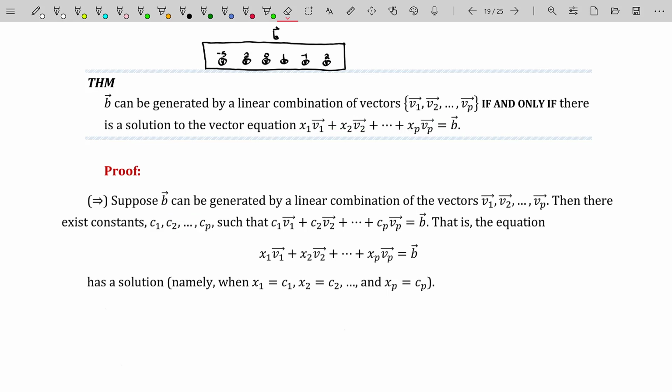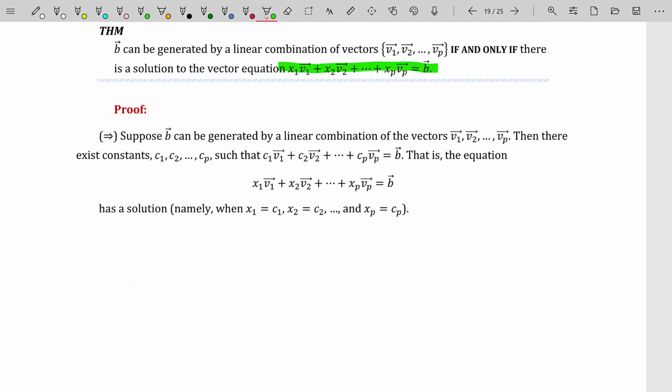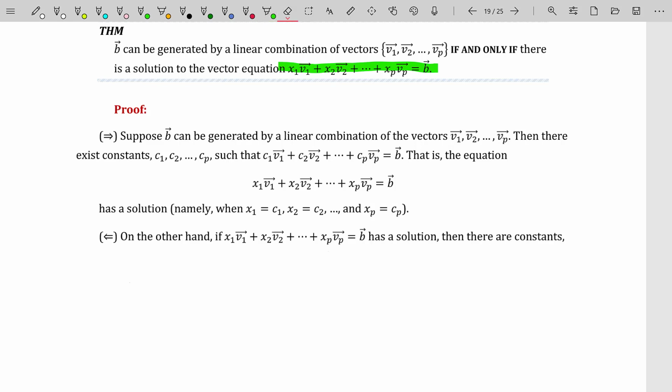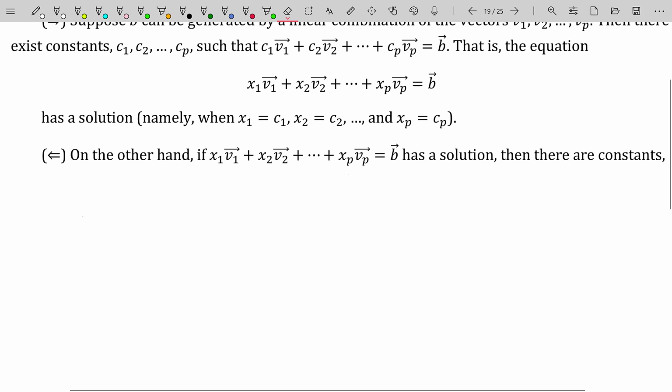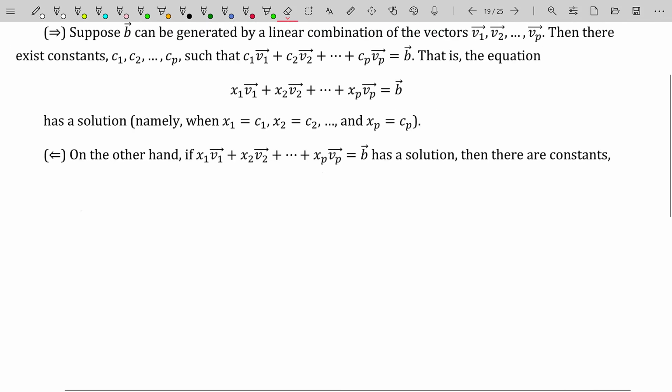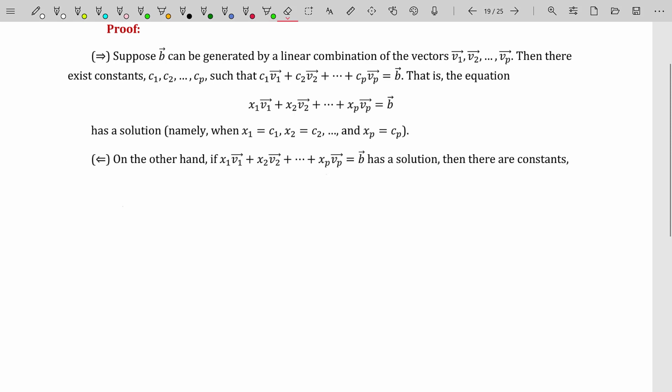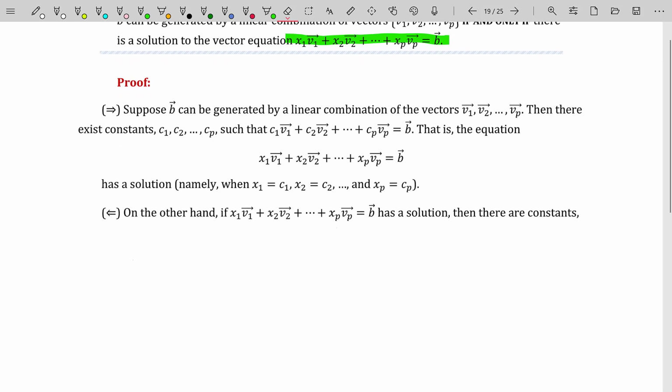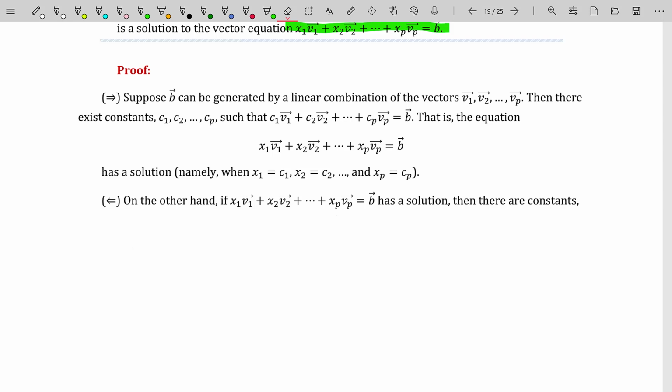We're going to suppose there is a solution to this equation right here, and we'll want to arrive at the fact that b can be generated by a linear combination of these vectors. So again, we're going to start with that first bit of highlight, that there's a solution to the vector equation that you see right there. So if x sub 1 v sub 1 plus so on and so forth to x sub p v sub p equals b has a solution, there must be constants that we can plug in for x1 through xp so that those constants are weights on the vectors v1 through vp that generate b.